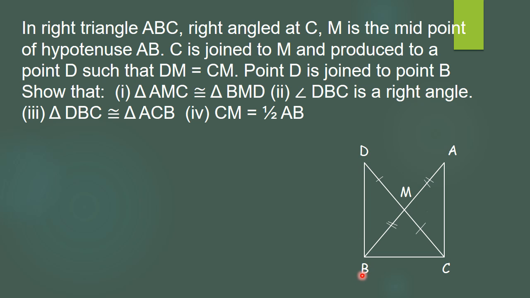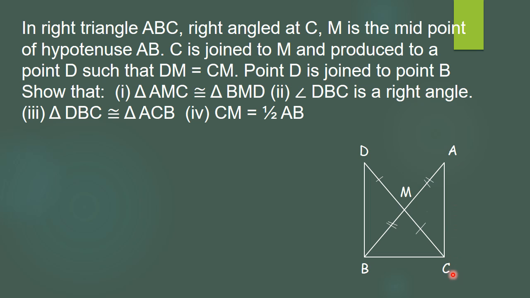We have to prove that first, triangle AMC is congruent to triangle BMD. Second, DBC is a right angle. Third, triangle DBC is congruent to ACB. And fourth, CM is half of AB. Now they have given the diagram also.